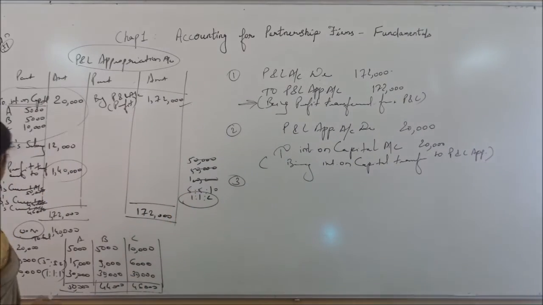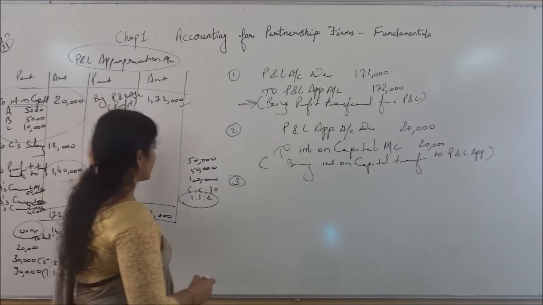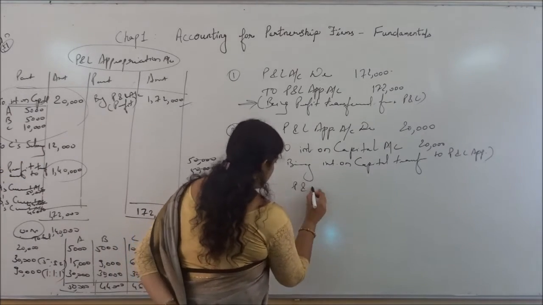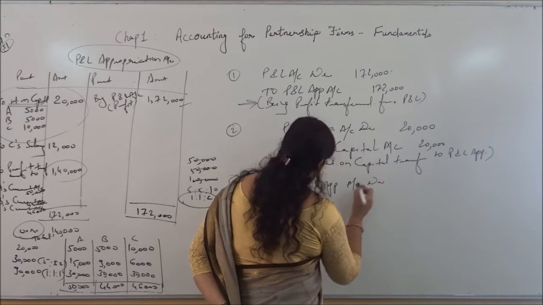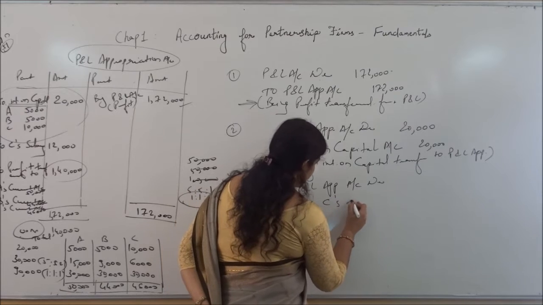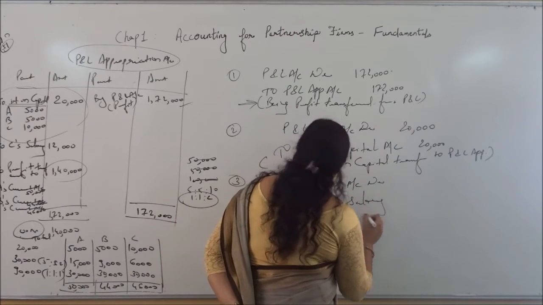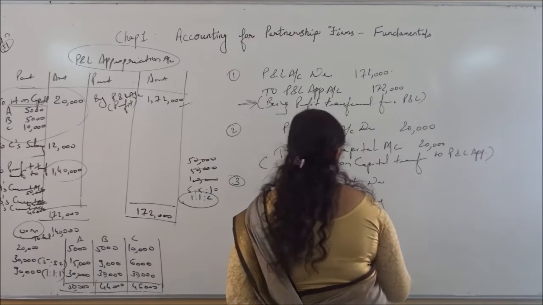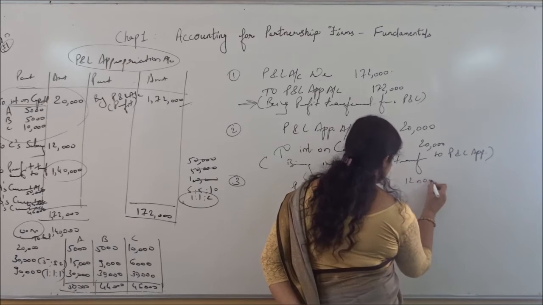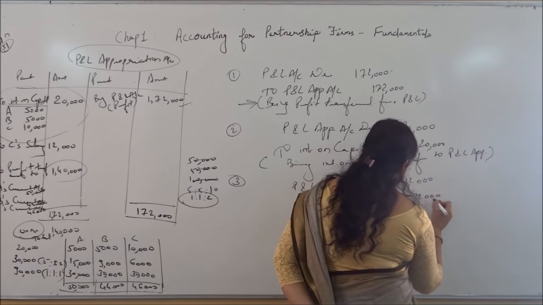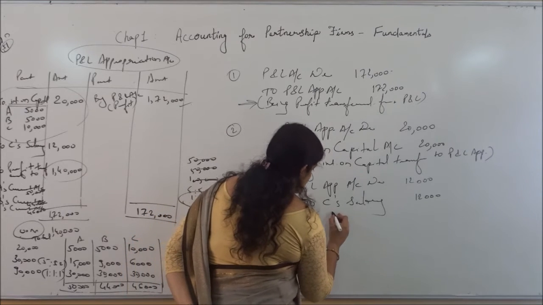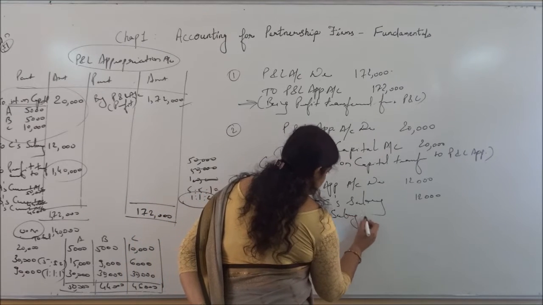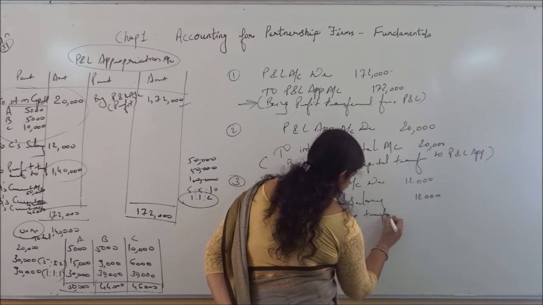Third one. Similarly, you can see C is provided the salary. So write the third entry again. P&L appropriation account DR to C's salary. How much salary is C getting? C is getting 12,000. So write here 12,000. Same, being salary transferred to P&L appropriation.